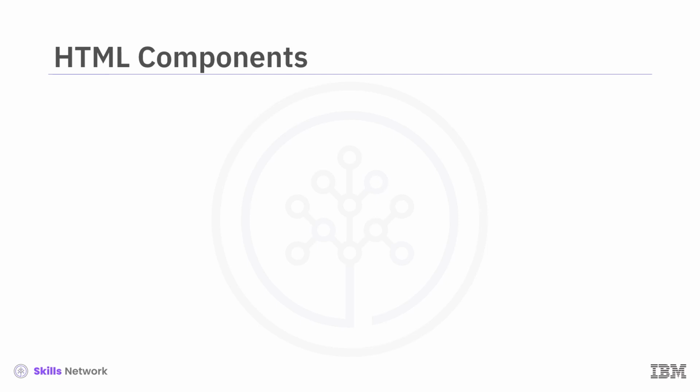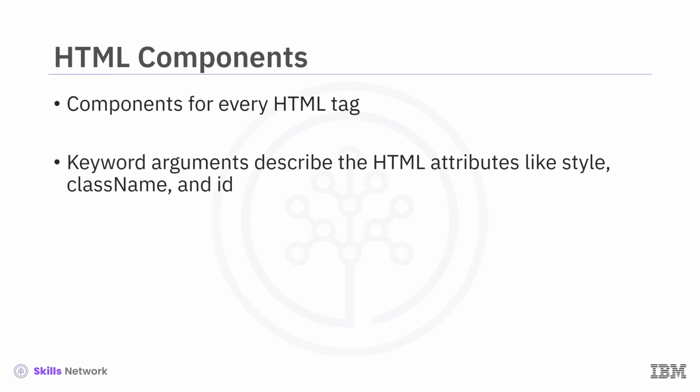The HTML components library has a component for every HTML tag. You can compose your layout using Python structures with the HTML components library. The HTML components library provides classes for all HTML tags, and the keyword arguments describe the HTML attributes like style, class name, and ID. No knowledge of HTML or CSS is required, but it can help style the dashboards.